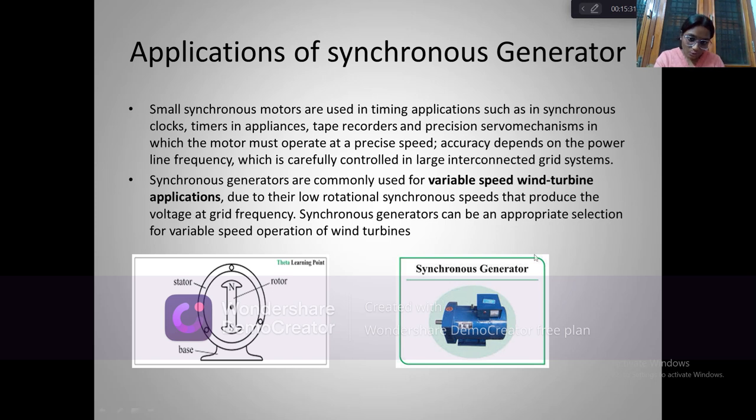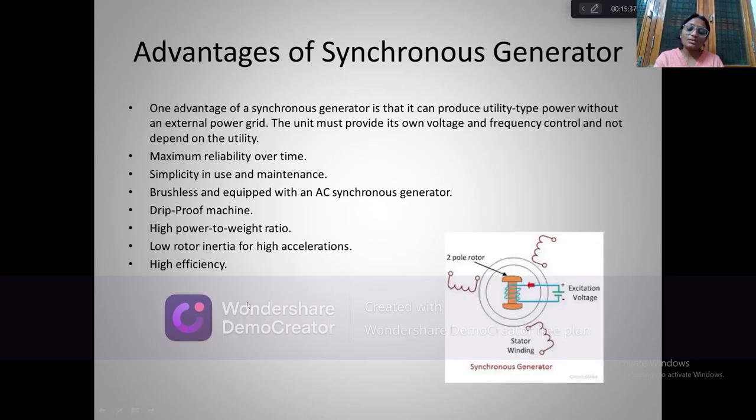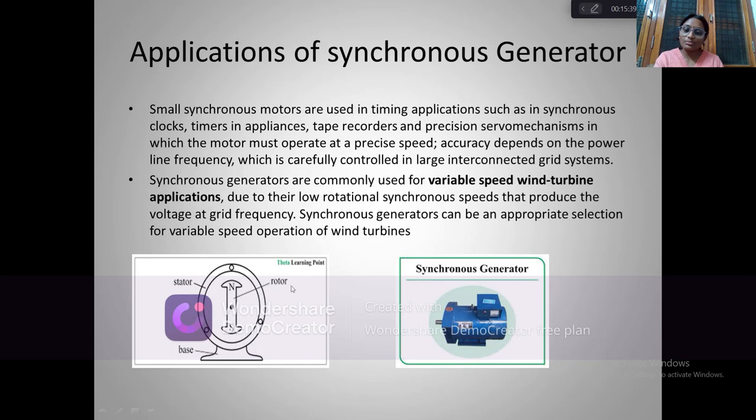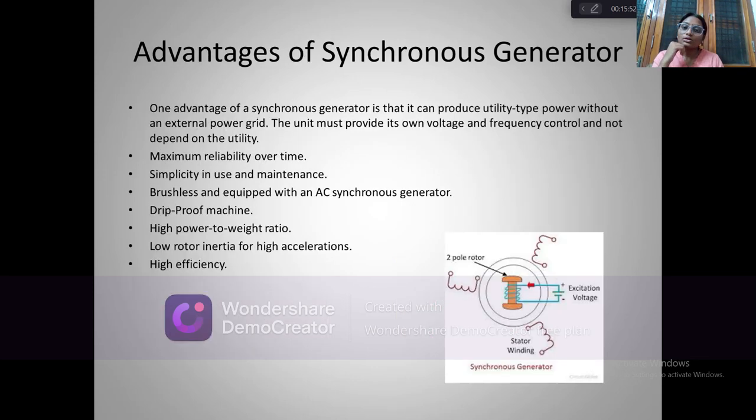A synchronous generator can be an appropriate selection for variable speed operation of wind turbines. Here you can see the 3D representation of a synchronous generator. The easiest representation can be like this: it's a stator, and this is the representation of a rotor, and this is the base of a generator. Here you can see the simplest form of representation of the construction of a synchronous generator.